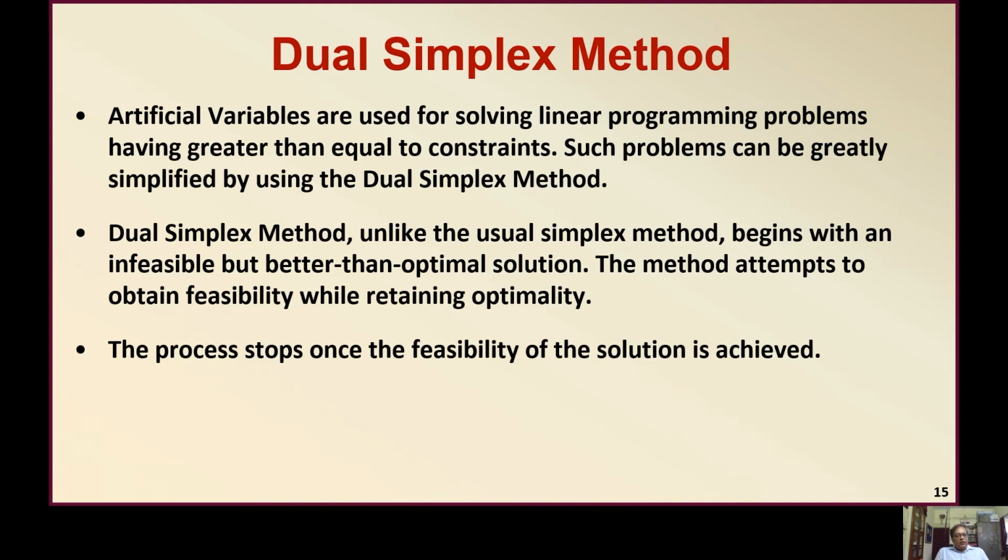The normal simplex method searches for optimality while maintaining feasibility. But the dual simplex method is the opposite. It searches for feasibility while retaining optimality. So feasibility and optimality are just the opposite in the case of the dual simplex method. The process stops once the feasibility of the solution is achieved.